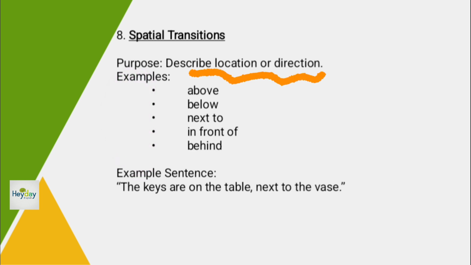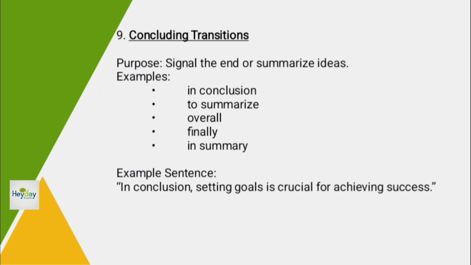To describe location, use spatial transitions. The keys are on the table next to the vase. These are great for giving directions or describing a place. Try above, below, in front of, behind, and more. And finally, let's wrap it up with concluding transitions. In conclusion, setting goals is crucial for achieving success. These help you summarize your main ideas.